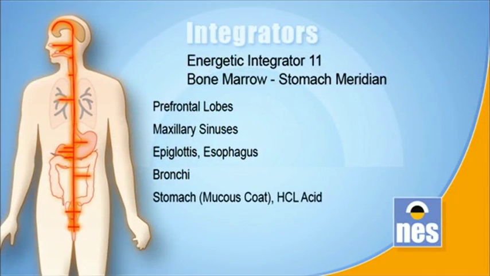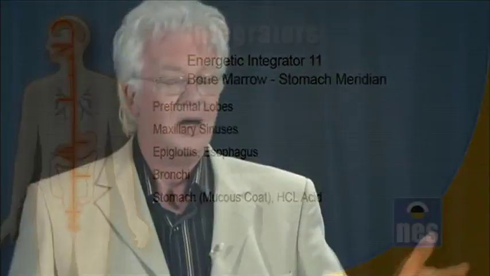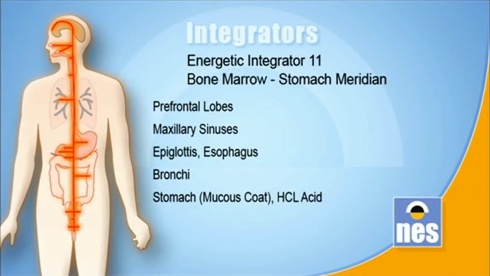Stomach mucus coat only. If you want the muscular coat of the stomach, we look at Energetic Integrator 7. The mucous membrane coat is Integrator 11. All right, you can give 7 and 11 at the same treatment session, a little apart. The hydrochloric acid production in the stomach is related in some way to Integrator 11 and the whole abdominal cavity.